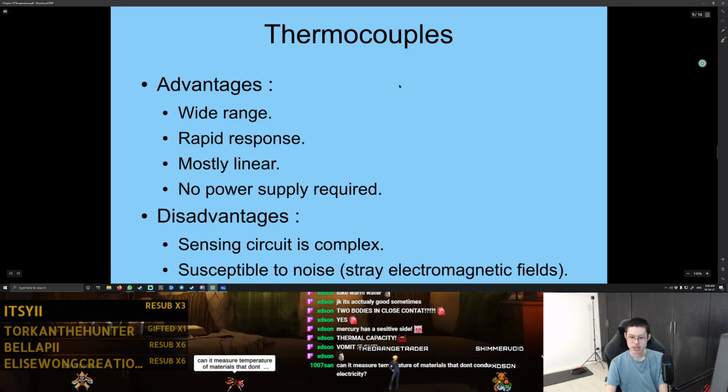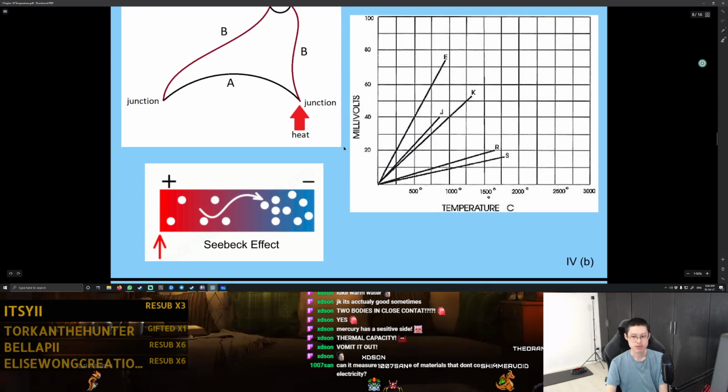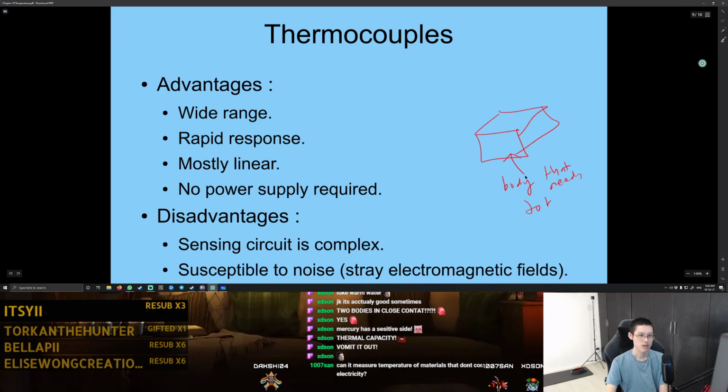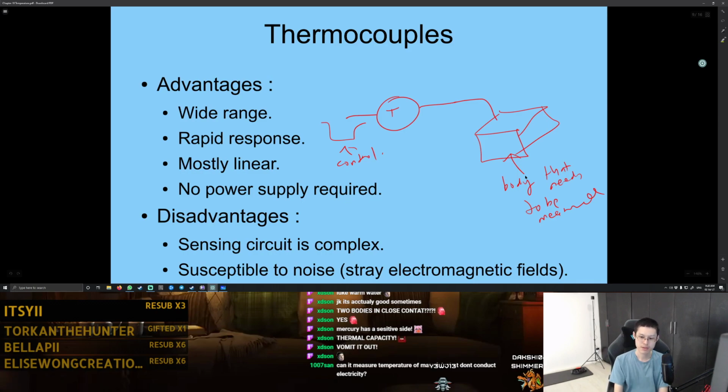Can it measure temperature of materials that don't conduct electricity? Yes, you don't need the material to conduct electricity. So usually what happens is you have the object that you want to measure. This is the body that needs to be measured. And then you have your thermocouple device with usually two ends. One end you touch to this body, and the other end you touch to a control. And then you get the temperature reading on the thermocouple itself.